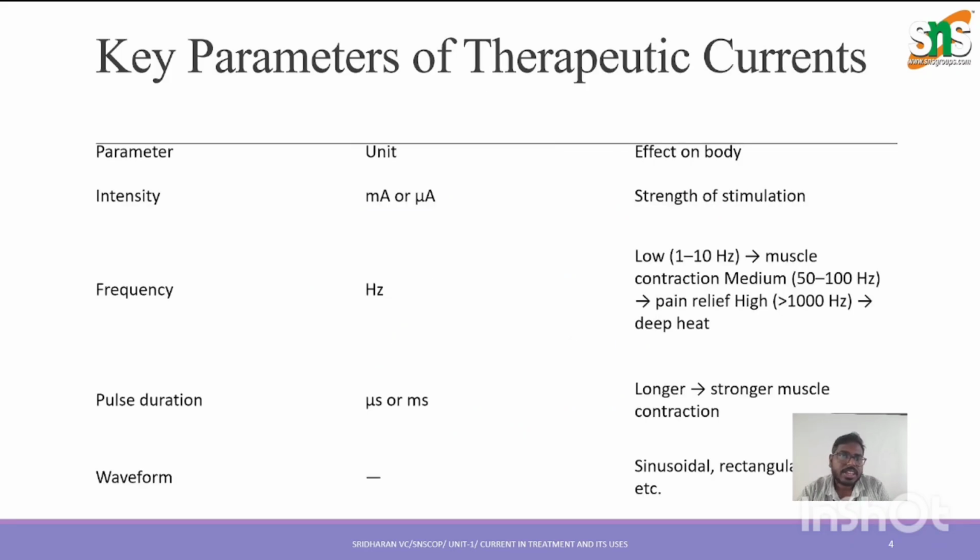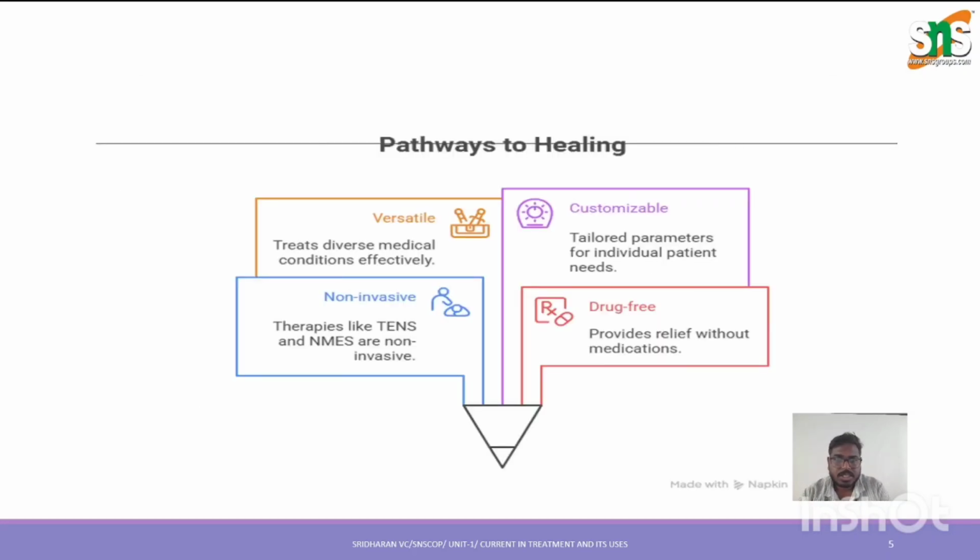In this talk, we're going to see about the parameters of the therapeutic currents. Here, mainly, the unit mA shows the milliampere, which denotes the intensity, whereas Hertz represents the frequency, and seconds or milliseconds show the parameter of pulse duration. Here, there is no unit for measuring the waveforms. So this flowchart shows the pathway of healing.